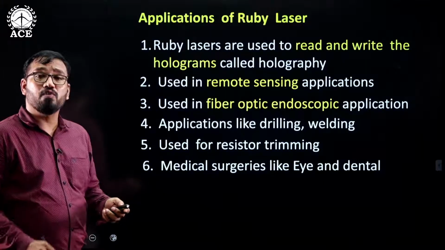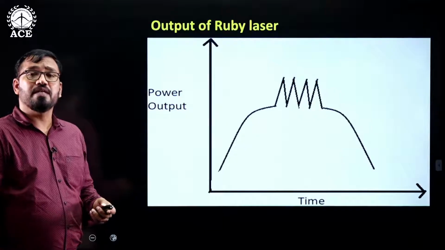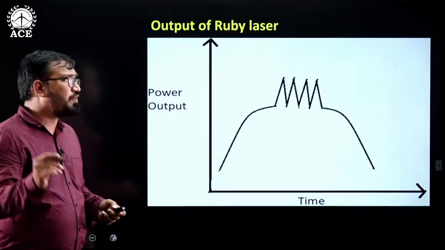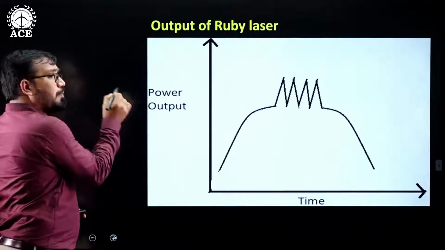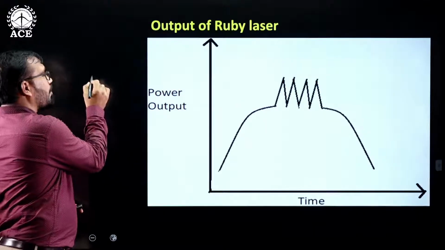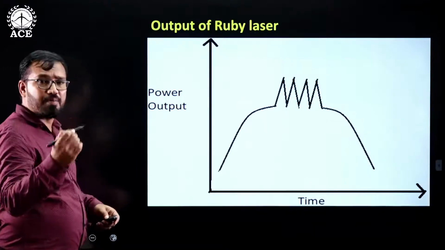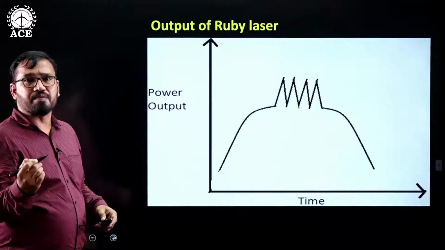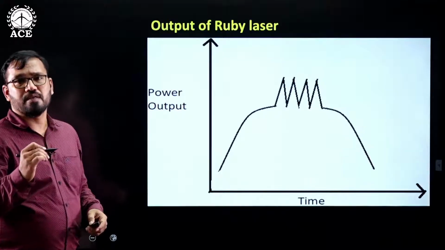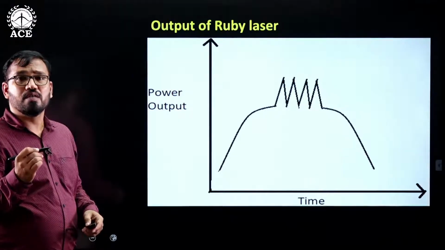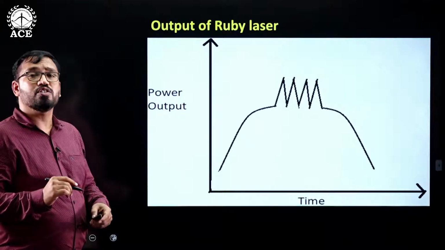So what is the output of the ruby laser? Is it a continuous waveform or a pulsed form? Pulsed means on and off. Pulsed means it is coming and leaving, not continuously emitting. Why are we not getting a continuous waveform?